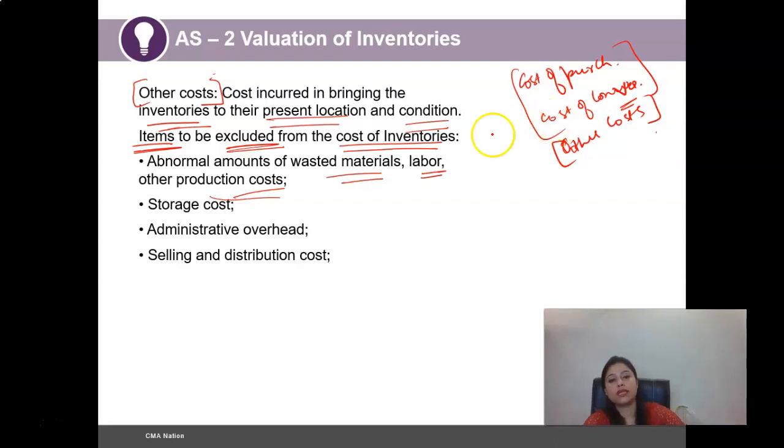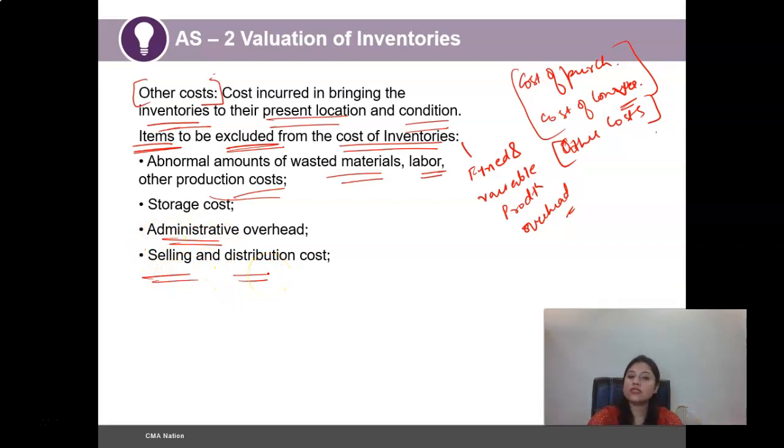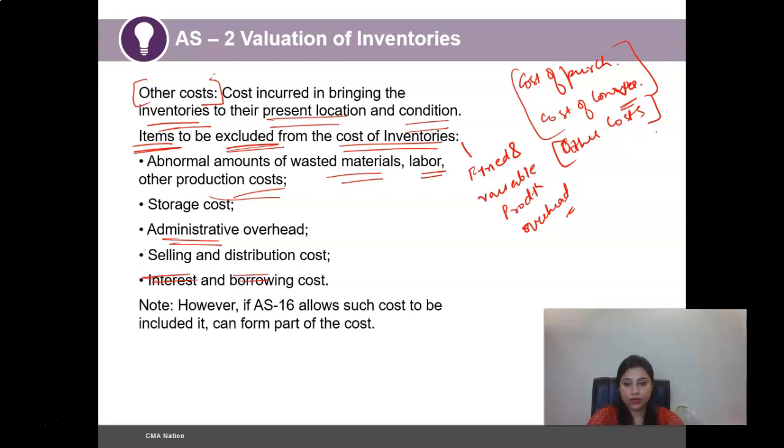So we should be including in inventories only fixed and variable production overheads, and after that we will not be including any administrative overhead or any selling and distribution costs in the cost of the inventories. Again, interest and borrowing costs should also be excluded from the cost of inventories. However, if AS 16 allows such costs to be included, they can then form part.